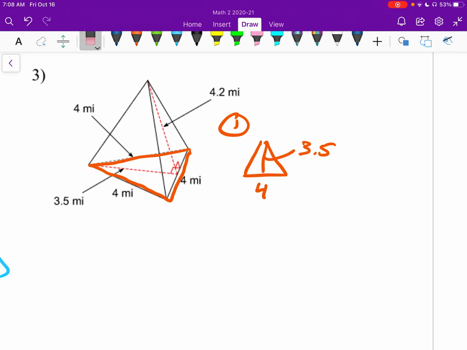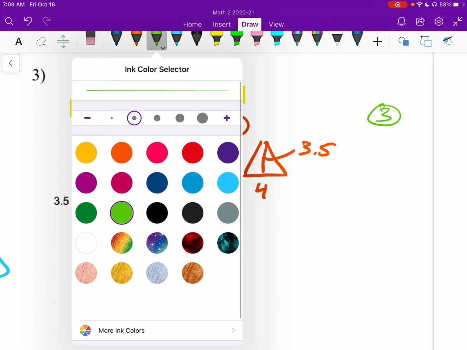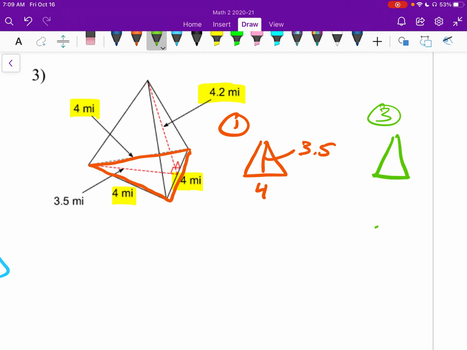Now, we need to decide, are these all equal triangles? And if we look here, we get a 4 here, a 4 here, and a 4 here. So each triangle has the same base, and right here is our height. So we're going to have three triangles with a base of 4 and a height of 4.2.